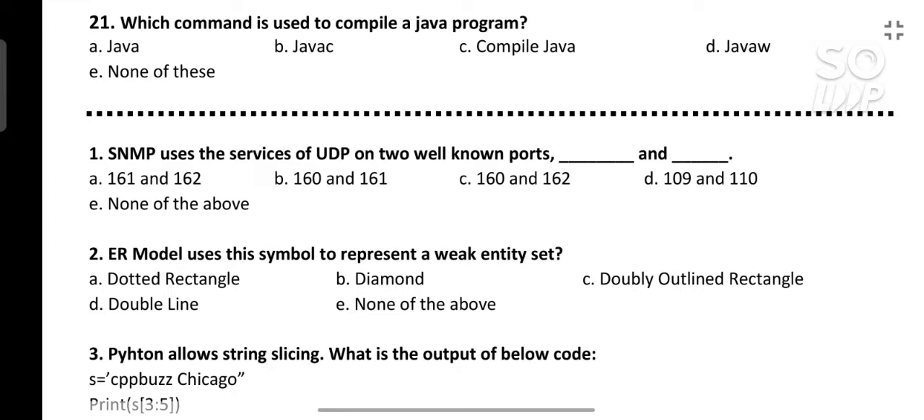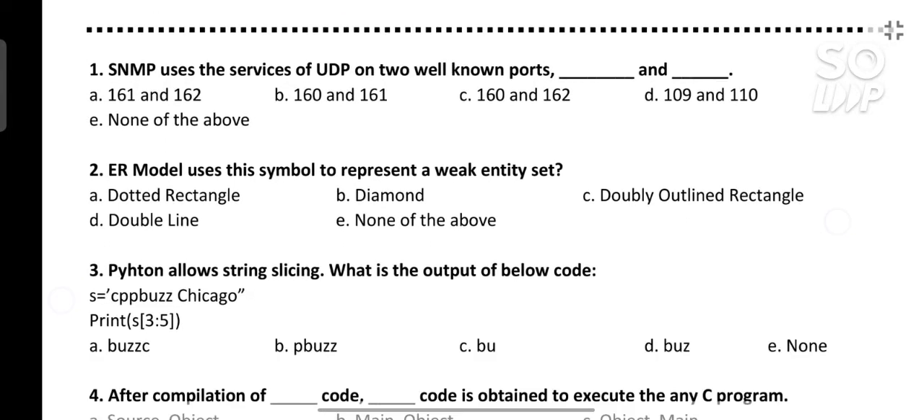So the first question was from last session which I have given to you. Which command is used to compile a Java program? So the correct answer for this is option B, javac. The javac command is used to compile a Java program. Let's quickly start with today's questions.